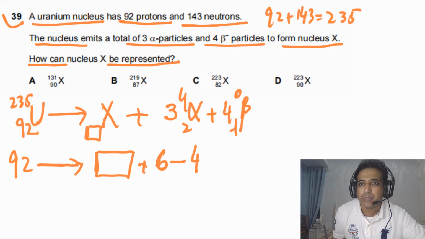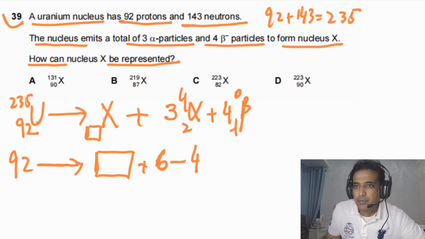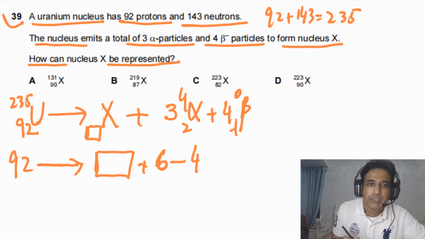So it simply means that atomic number decreases by 2. So this one has to be 90. The sum of them has to be equal to this one, so this has to be 90. So the answer in this case can be D, or the answer can be A.